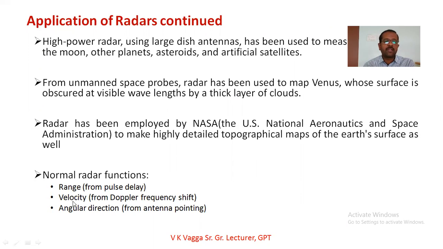In the normal functions, it is used to measure the range, from the pulse delay; to measure the velocity, from the Doppler frequency shift; and to measure the angular direction. These are the important functions of the radar.